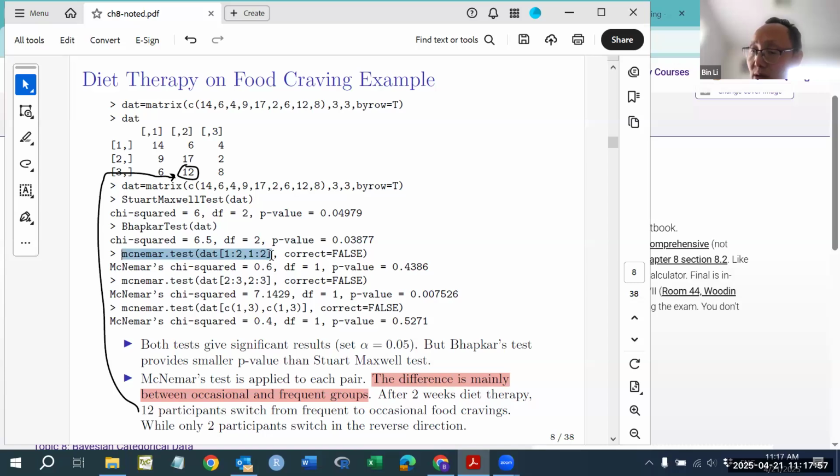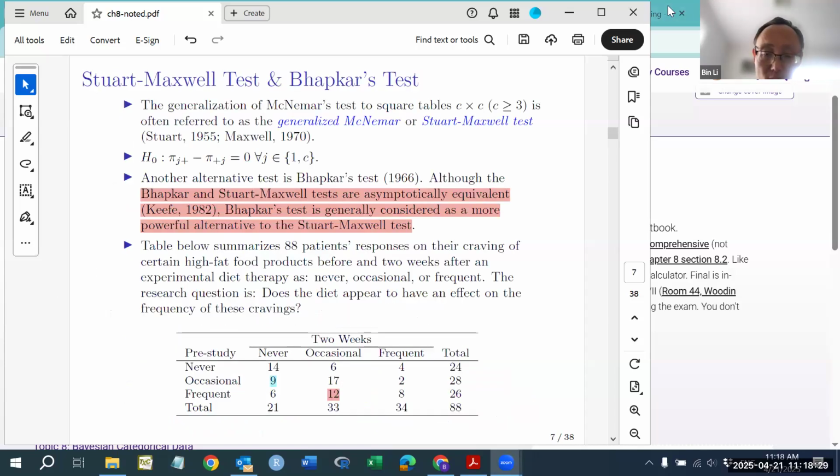Here I do the McNemar test for comparing the first two rows, the McNemar test for the last two rows, and the McNemar test for the first and third rows. For all these three pairwise comparisons, you can see there is a significant difference for the second and third rows. So what are the second and third rows? They are occasional to frequent. You see that? That's why I highlighted 12 in red.